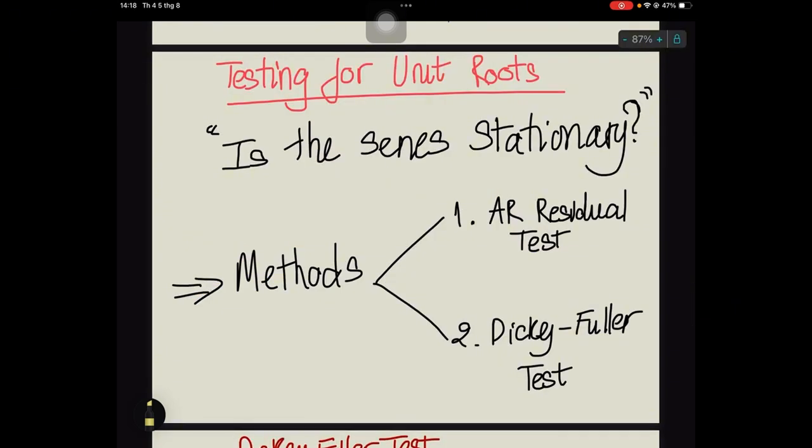So, how do we determine whether a time series has a unit root? There are two common approaches. The first is estimating an AR model and examining the residual autocorrelations. If there is a systematic pattern in the residuals, the specification may be incomplete. However, this approach is less precise. The more common method is the Dickey-Fuller test. This test directly examines whether the series contains a unit root.